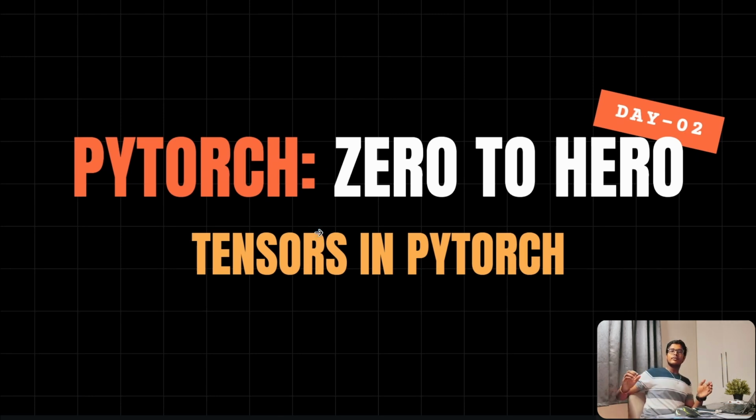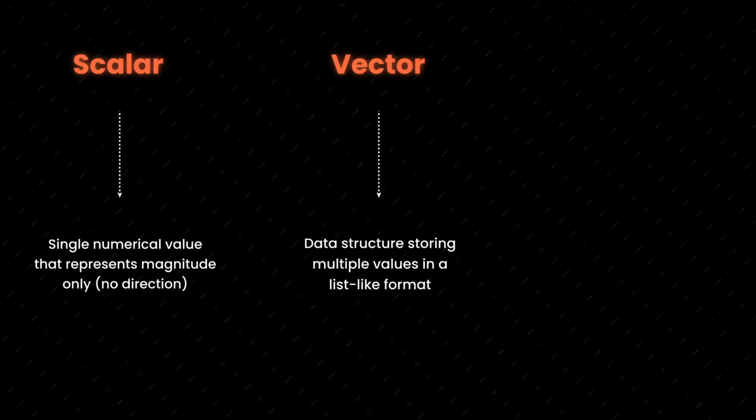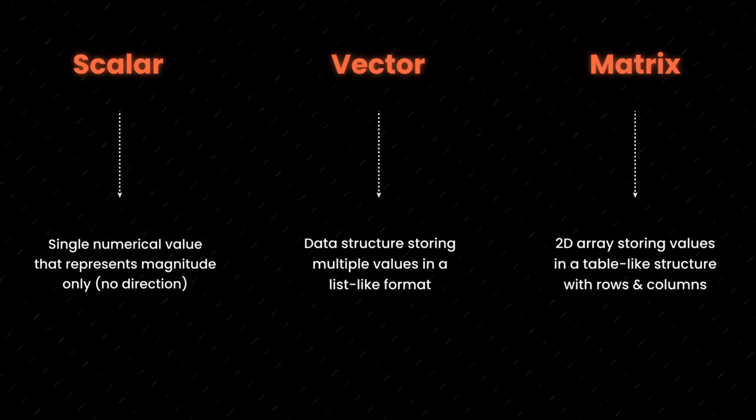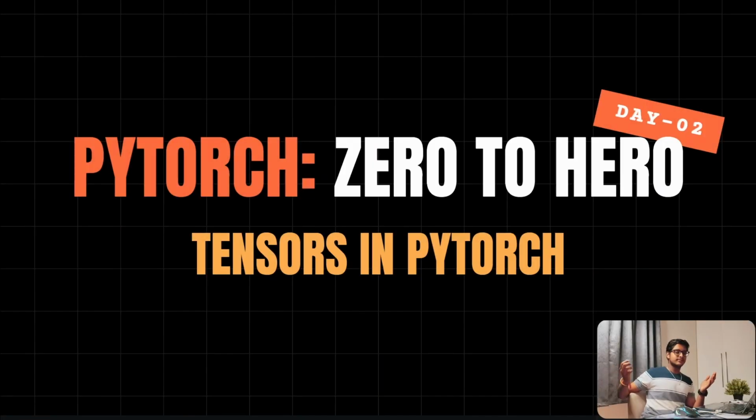Alright, so we know what's a scalar. It's nothing but a single numerical value like 5, 2.5, 1.5, anything. And we also know what's a vector, right? It's just a one-dimensional array that stores elements in a list or in a sequence format. And we also know what's a matrix. It stores elements in a grid-like structure or tabular-like structure. So we know all this, but then what's actually a tensor?